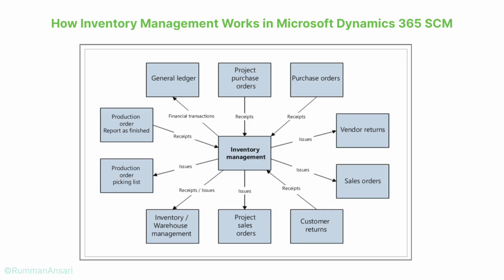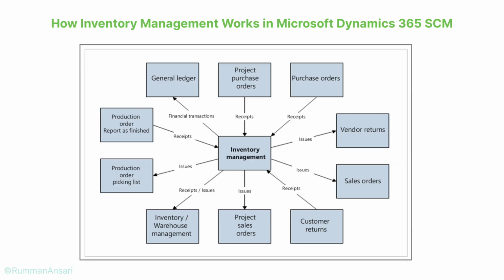Let me give one example. A warehouse in Los Angeles transfers 200 TVs to a distribution center in Chicago. So inventory levels are adjusted in both locations accordingly.